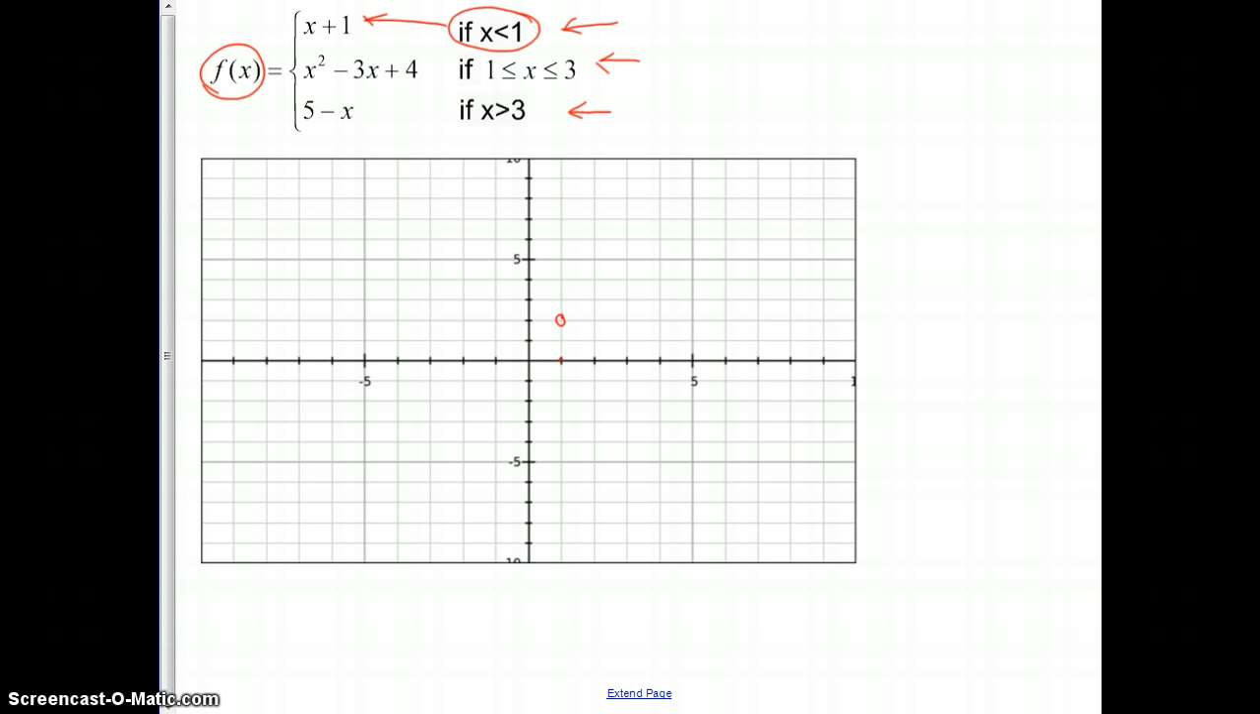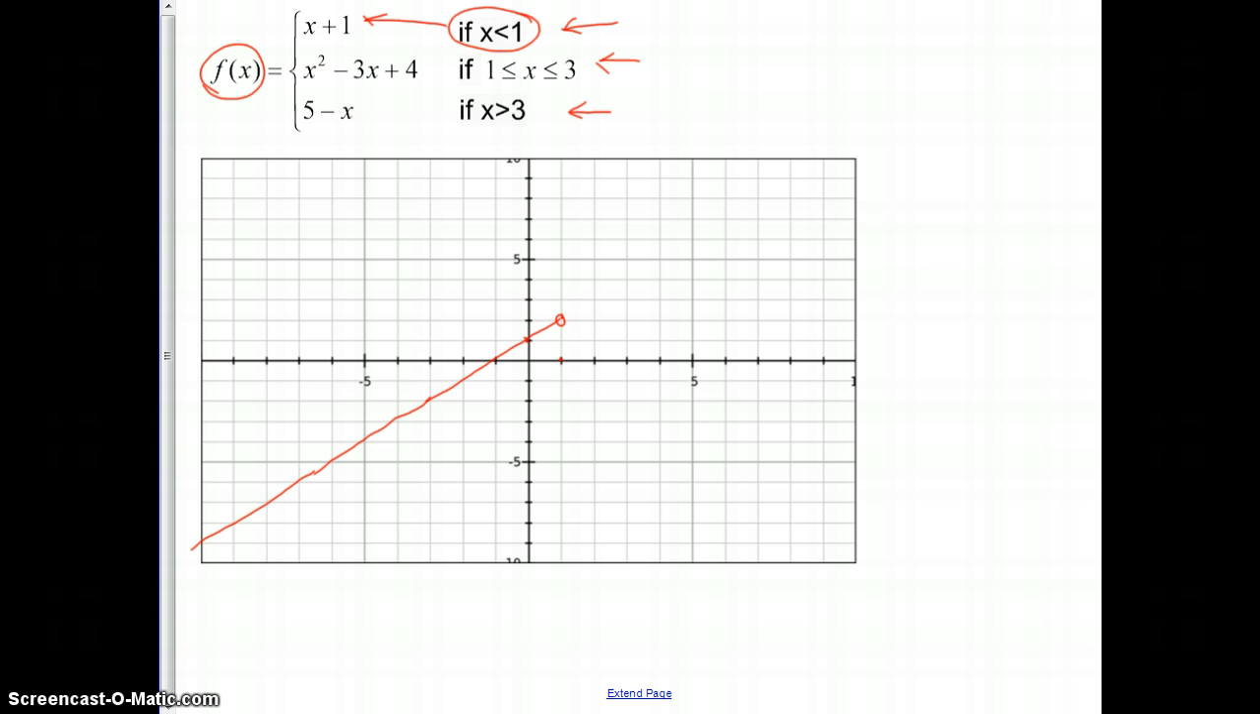And if we're using all the x values less than 1, okay, this is a line. It has a y-intercept of 1 and a slope of 1. So for all the x values less than 1, y-intercept was at 1, slope of 1. And this just keeps on going.